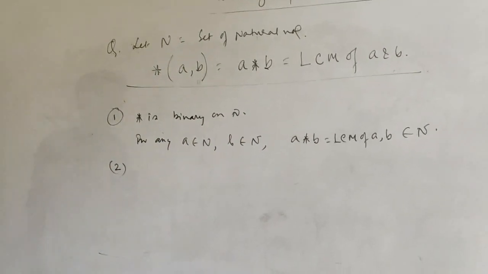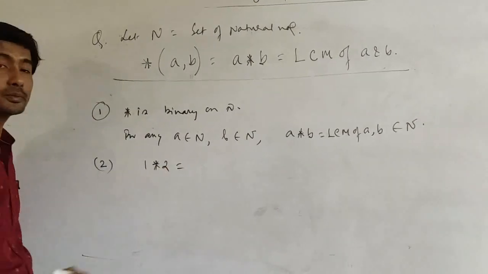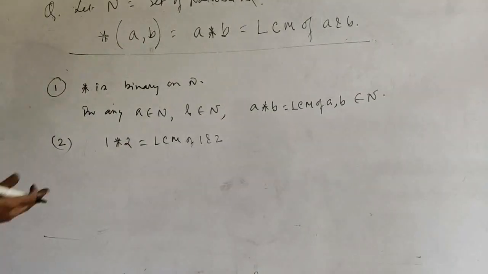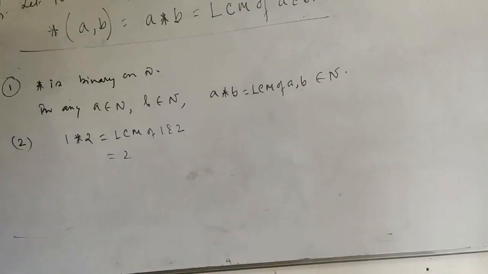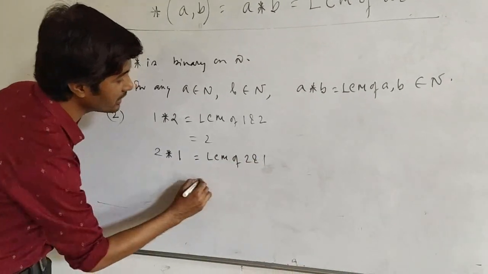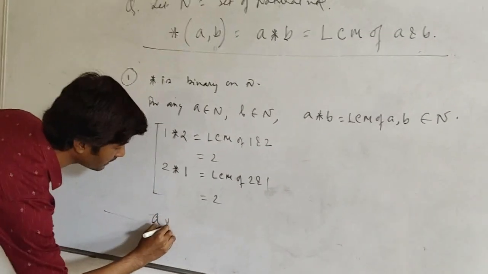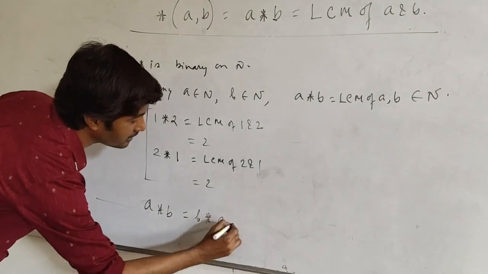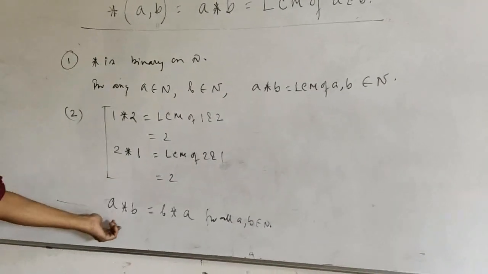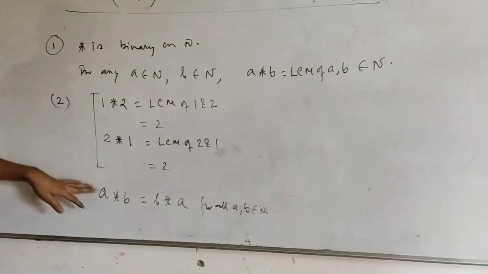Next we check whether star is commutative or not. I want to give you one example. Suppose you find out 1 star 2. 1 star 2 means the LCM of 1 and 2, and we know that these two numbers have the LCM 2. Similarly, if you find out 2 star 1, again the LCM of 2 and 1 will be 2. I can generalize this idea of LCM: A star B is equal to B star A for all A, B in N. We always have A star B equal to B star A, thus satisfying the definition of a commutative binary operation. Therefore, this will be commutative.